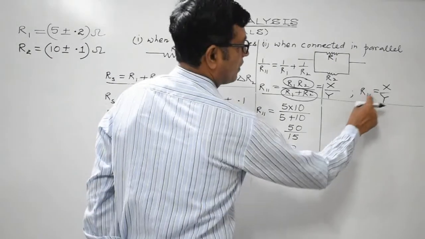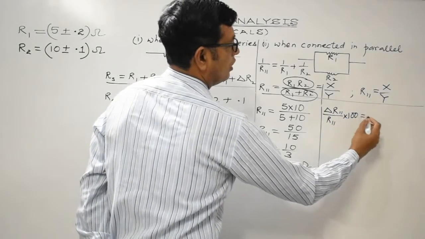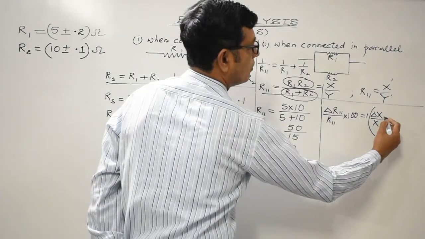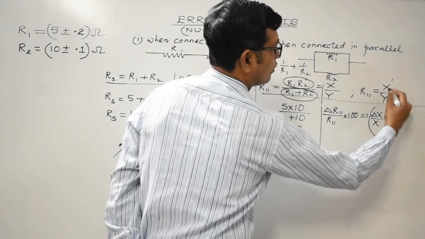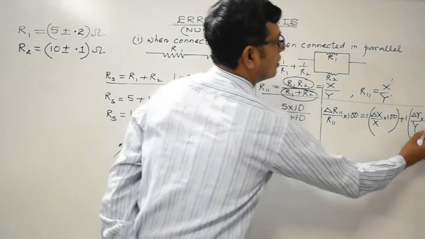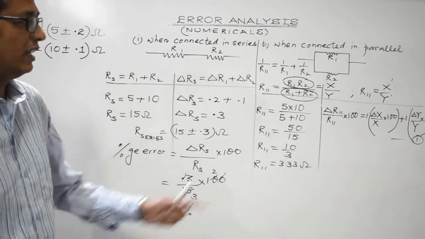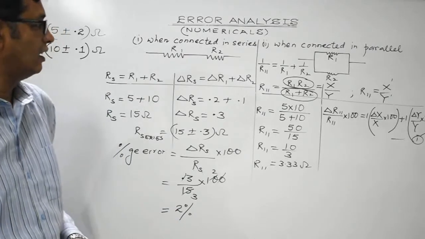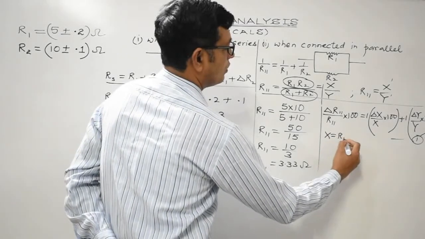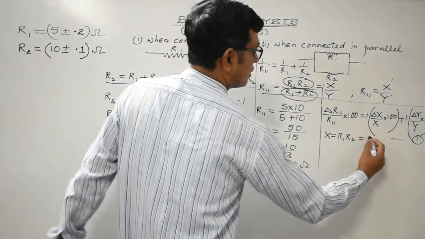Now the percent error of R parallel is to be found. Its power is 1, its power is 1. So it will be 1 time del X by X multiplied by 100 plus 1 time del Y by Y multiplied by 100. Isn't it? Put this as 1. So we need to find out del X, del Y, X, Y, and then we can substitute the values over there, right? So X is R1 R2. Let's find R1 R2. R1 is 5, R2 is 10, so it is 50.